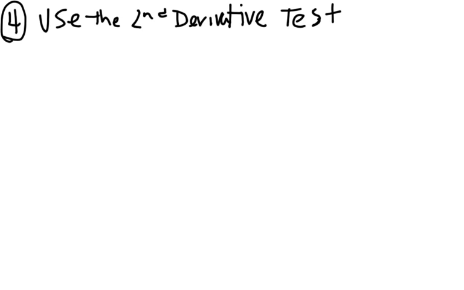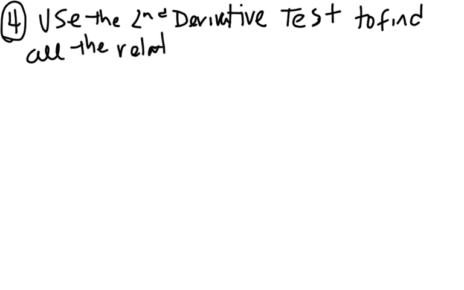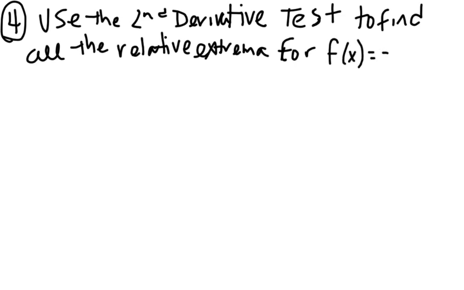Use the second derivative test to find all the relative extrema for this function f of x equals negative x cubed plus 3x squared minus 2.